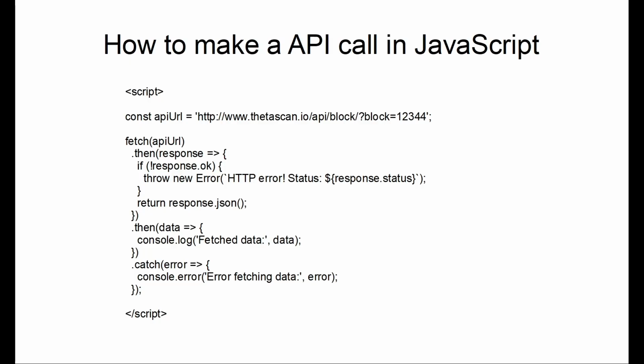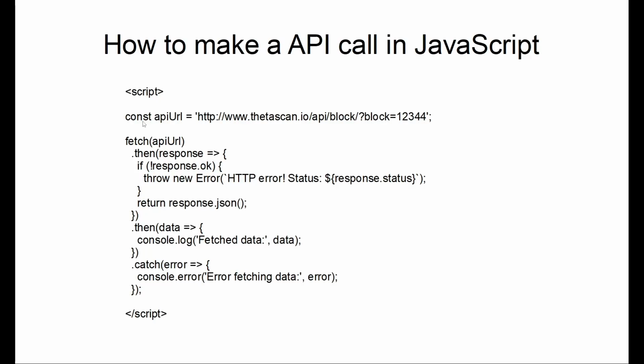Finally, let's take a look at how to make an API call in JavaScript. Now, for your project, you don't have to use JavaScript. You can use Python, C#, C++, PHP, whatever makes sense. But for this course, I'm going to teach you JavaScript since it can be used in any web browser across any OS.